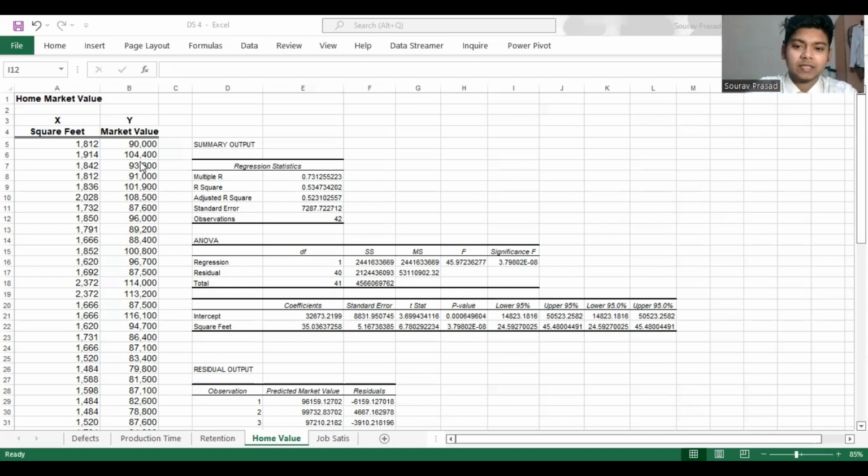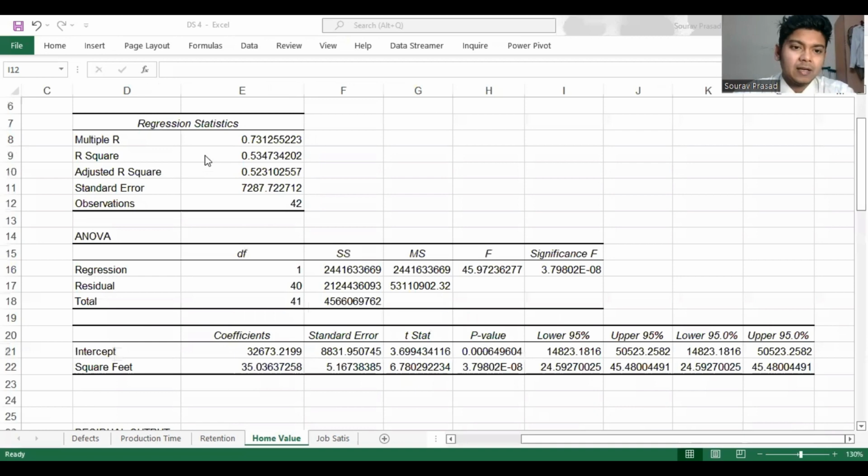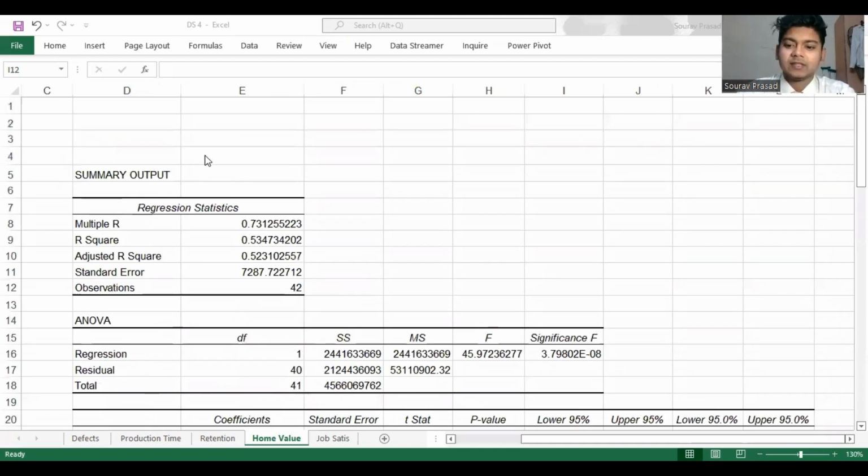we have done this data analysis of generating the linear regression model, and we have this summary output. Now what we see here is the data analysis: the multiple R, R square, adjusted R square, and the standard error. So let us see how each one of these is described.